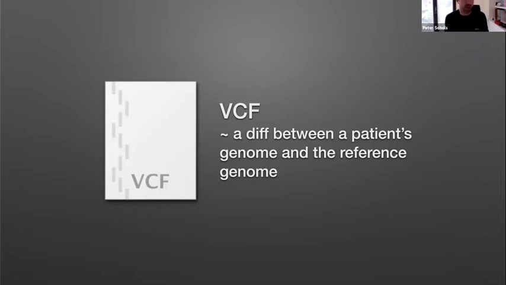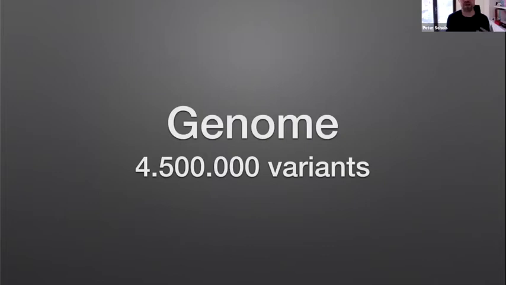Now, this is already quite a help because we are reducing the 3.3 billion bases to a list of about 4.5 million variants. So on average, every person, if you diff your genome with the reference genome, you have about 4.5 million positions, or 4.5 million letters, basically, where you are different from the reference genome. But that's still quite a lot.